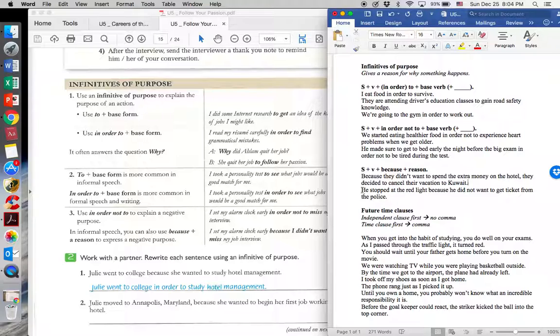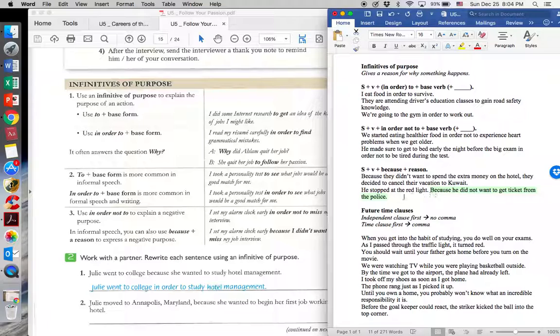Right, second example: he stopped at the red light because he didn't want to get a ticket from the police. The reason why he stopped at the red light was that he did not want to get the ticket from the police. Once again, we do not put a full stop here and then start a new sentence with a capital B, because this second sentence is incomplete. It's what's called a dependent clause.